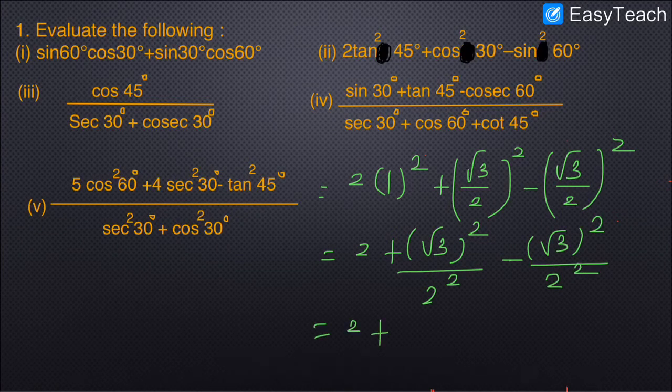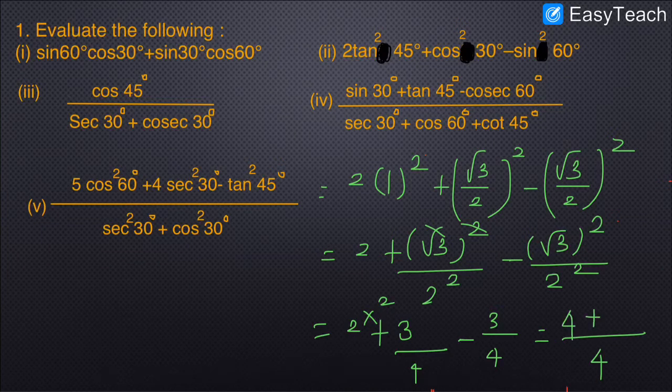So 2 plus root 3 into root 3. Otherwise square and square root will cancel out. So remaining 3 by, here 2 2s are 4. So same here 3 by 4. So again 4 is the common denominator. I multiply by 4 here to make it equal. So 8 here. So the answer is 2.